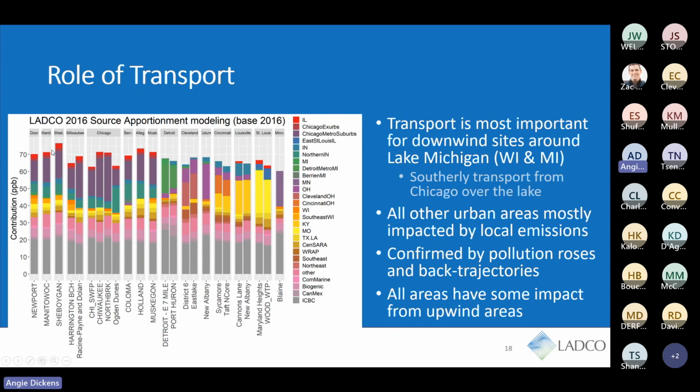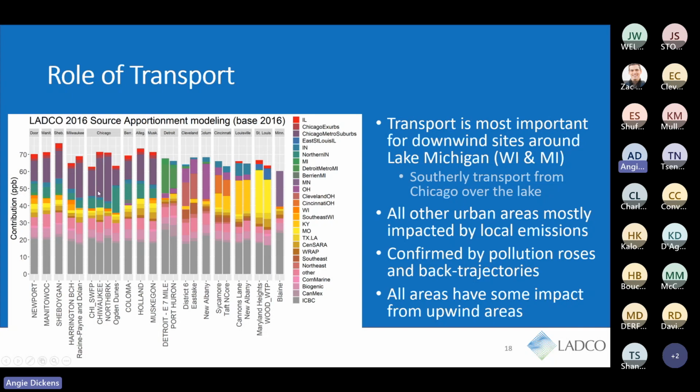So our Wisconsin sites, including Milwaukee, by far the largest contributor to these sites was the Chicago metro area, this purple area, by far. Same thing for Michigan. Michigan was really impacted by Chicago metro and suburbs and northern Indiana. Northern Indiana is important for Wisconsin, but a bit smaller. But for all the other big urban areas, besides Milwaukee, the localized emissions are the most important source. So Chicago ozone mostly comes from Chicago.